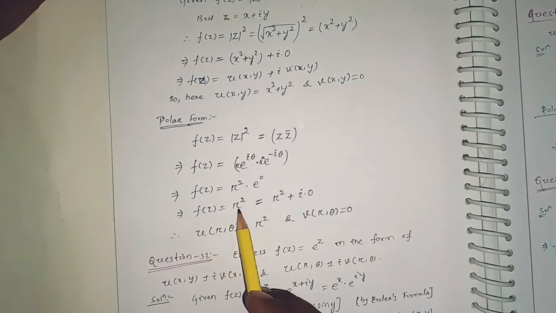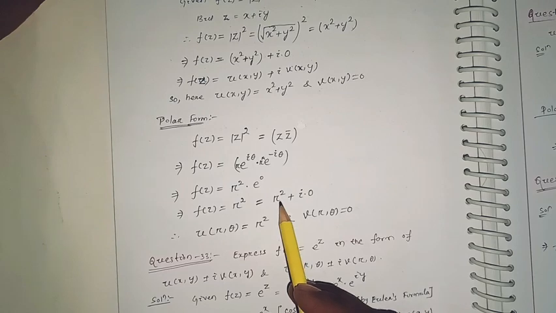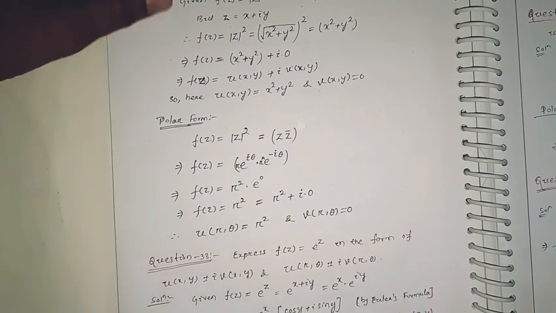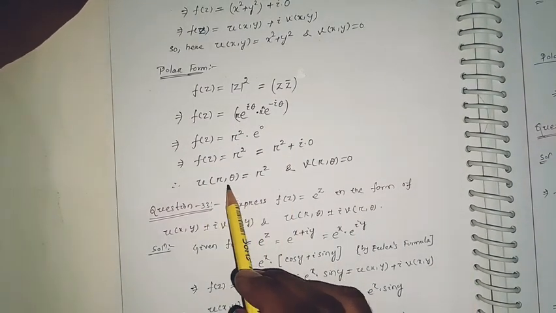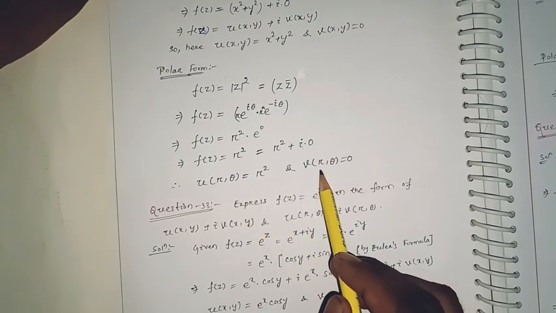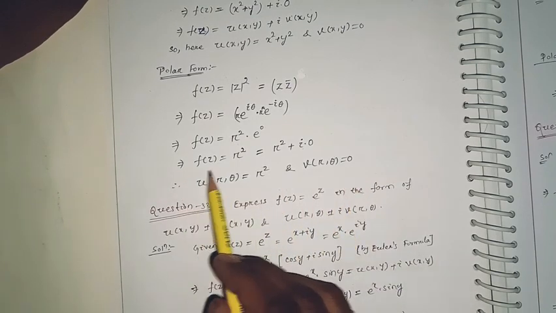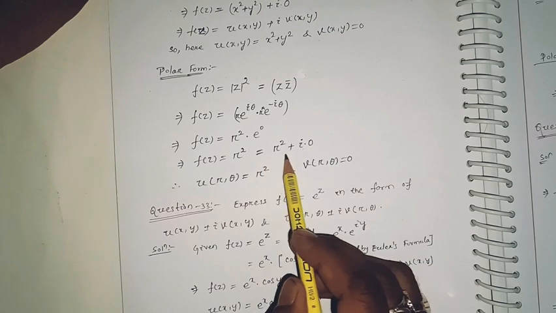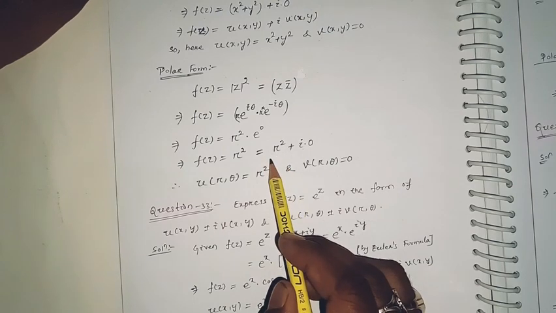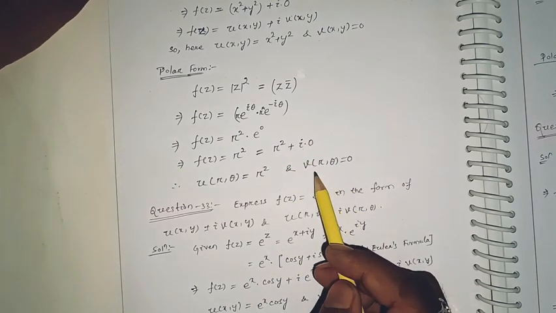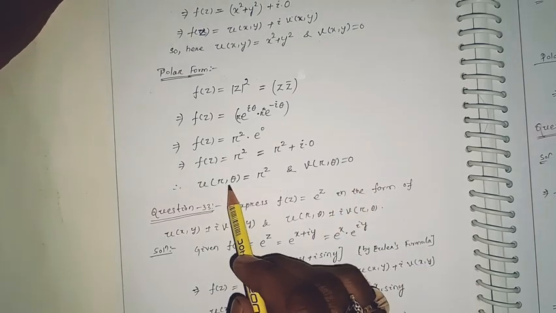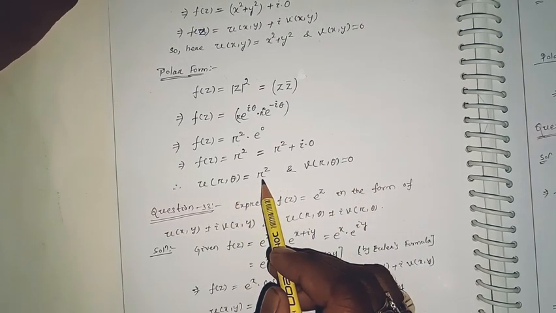So f(z) we found is r². This can be written as r² plus i times 0. So here u(r,θ) equals r² and v(r,θ) equals 0. For the polar form, the real part is r² and the imaginary part is 0. That means v(r,θ) is 0 and u(r,θ) equals r².